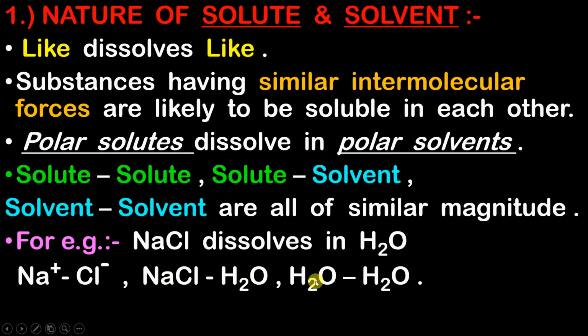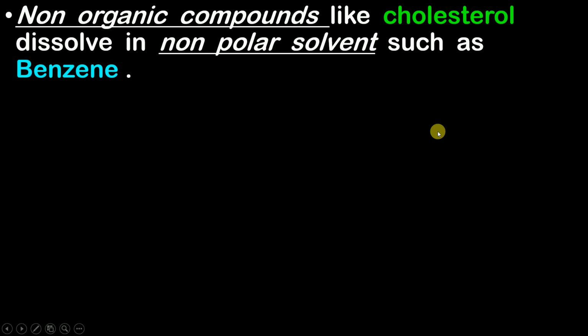And also there is an interaction between a solvent molecule, that is H2O, and another solvent molecule, that is H2O. And the magnitude of all these three interactions will be similar. And since the magnitude is similar, therefore it is going to get easily dissolved. Clear with this? And we observe one more thing, guys, that non-polar compounds like cholesterol dissolve in non-polar solvents such as benzene. So this is the general thing that we observe.